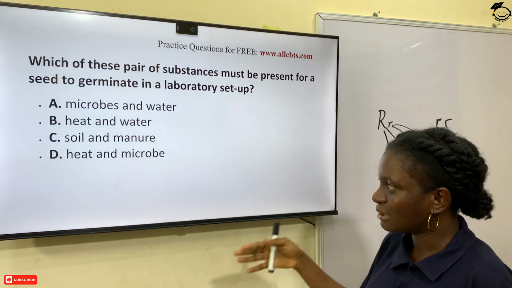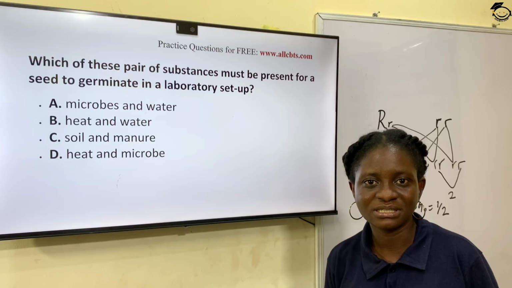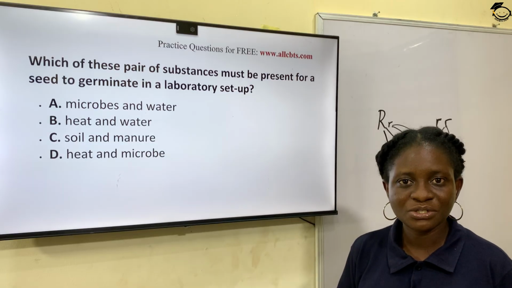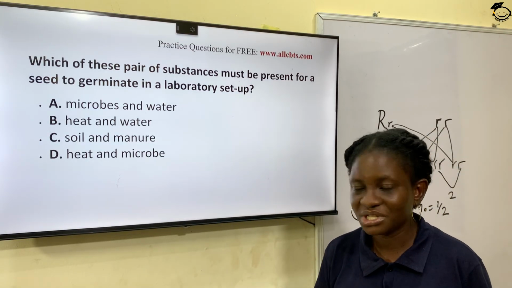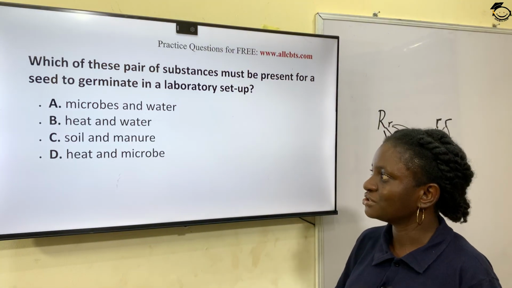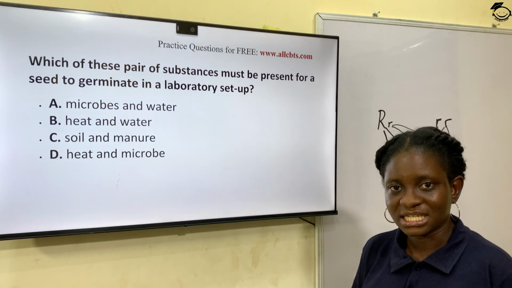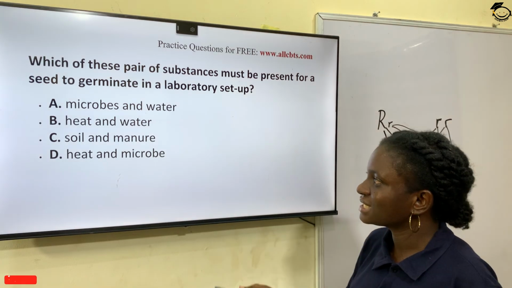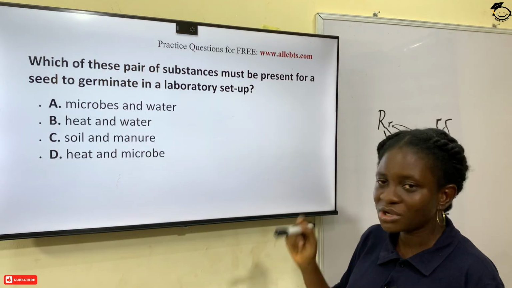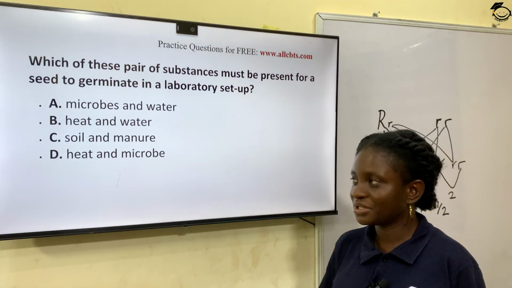Because it's in the laboratory, it is needed. For soil, you bury the seed underground. The heat helps to speed up some enzyme activity for metabolic reaction for the seeds to germinate. But in the laboratory, you need to apply heat, then water and moisture, which is necessary for plant growth. So the correct answer is heat and water. These are the two substances that must be present for seeds to germinate in a laboratory setup. Option B is the correct answer.